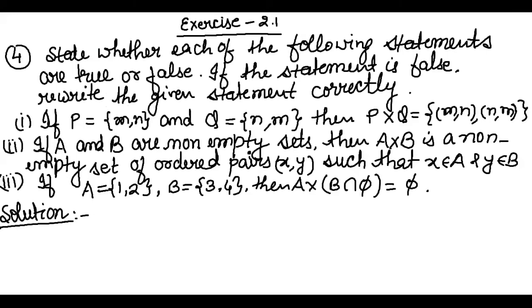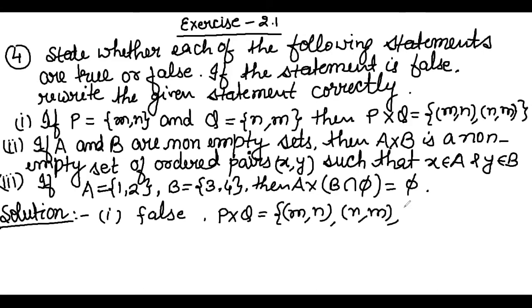I think you all know that there are 2 elements in P and 2 elements in Q. So there will be a total of 4 elements in the Cartesian product of P and Q. But here we have only 2 ordered pairs. So this is not correct. The first is false. So we have to correct it. So we can write P cross Q equals (m, n), (n, m), these 2 given values, and after that (m, m) and (n, n). So this is the complete value of the Cartesian product of P and Q.